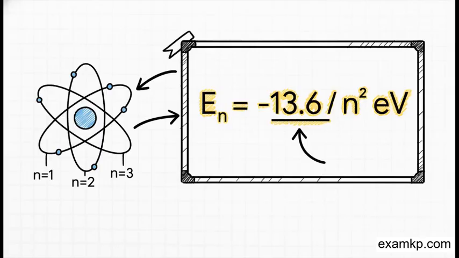But his model had a huge flaw. If electrons were orbiting this nucleus, why didn't they lose energy and spiral to their doom? His model couldn't explain why atoms are stable at all.